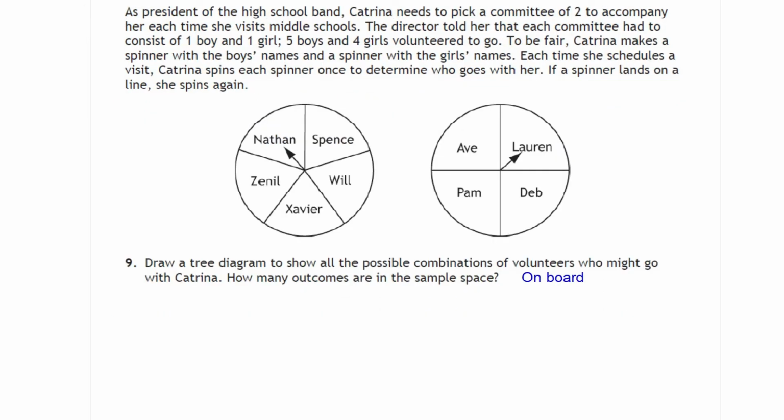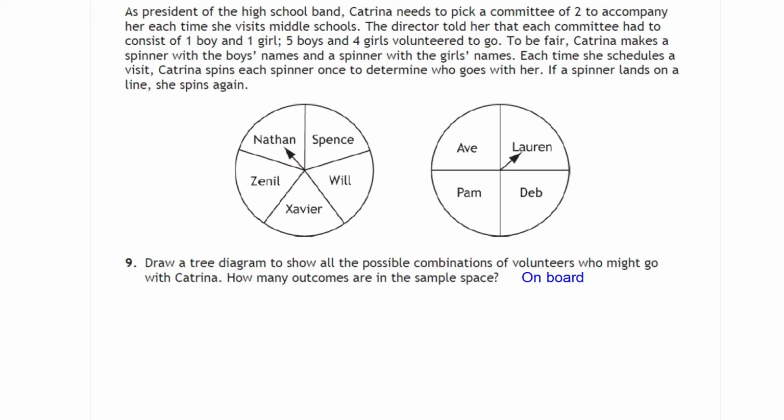All right, in this next example, it says, as president of the high school band, Katrina needs to pick a committee of 2 to accompany her each time she visits middle schools. The director told her that each committee had to consist of 1 boy and 1 girl. 5 boys and 4 girls volunteered to go. To be fair, Katrina makes a spinner with the boys' names and a spinner with the girls' names. Each time she schedules a visit, Katrina spins each spinner once to determine who goes with her. If a spinner lands on a line, she spins again. Draw a tree diagram to show all the possible combinations of volunteers who might go with Katrina. How many outcomes are in the sample space?